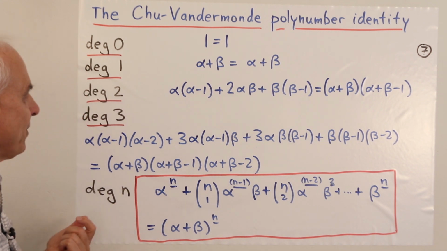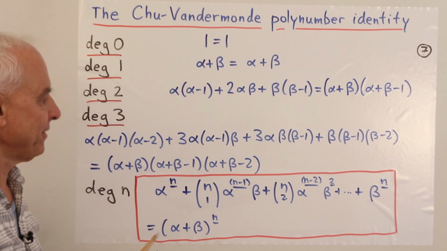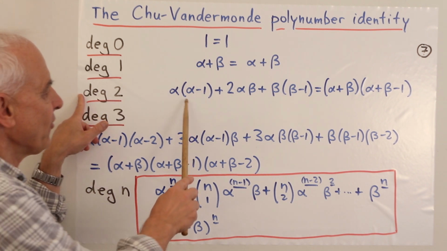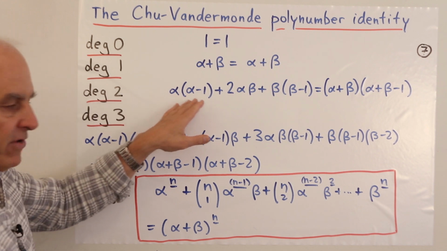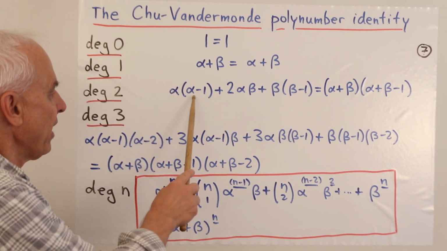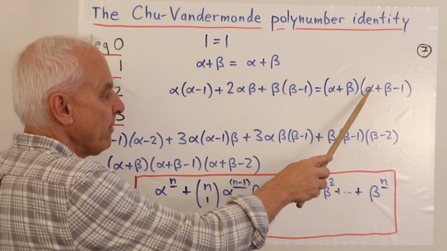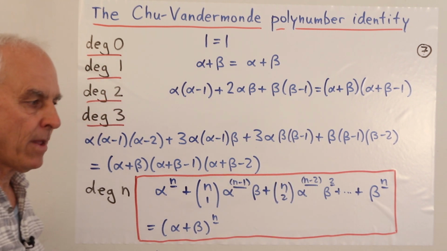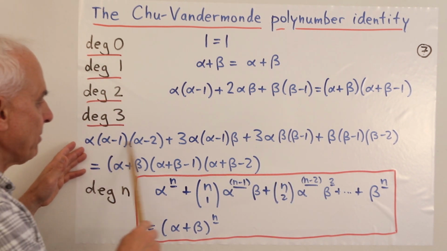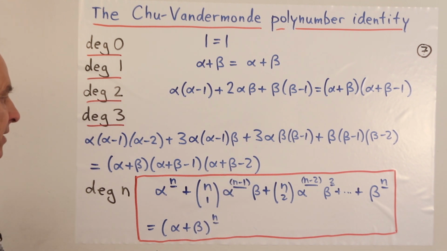1 equals 1. Degree 1, alpha plus beta equals alpha plus beta. Okay. Degree 2, here is that expression, but now instead of having R's and S's, we just have an expression in terms of polynumbers. Alpha times alpha minus 1 plus 2 alpha beta plus beta times beta minus 1 is alpha plus beta times alpha plus beta minus 1. And the degree 3 term, well, it's the same story, just exactly what we've been looking at with R's and S's replaced with alpha and beta.